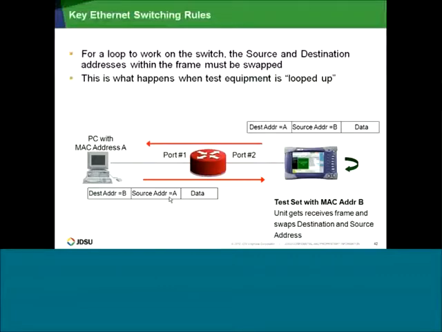Same for the IP world. You would have to swap both the MAC address and the IP address. So that's why you need an intelligent device that can provide you a loop by swapping the MAC address and IP address.